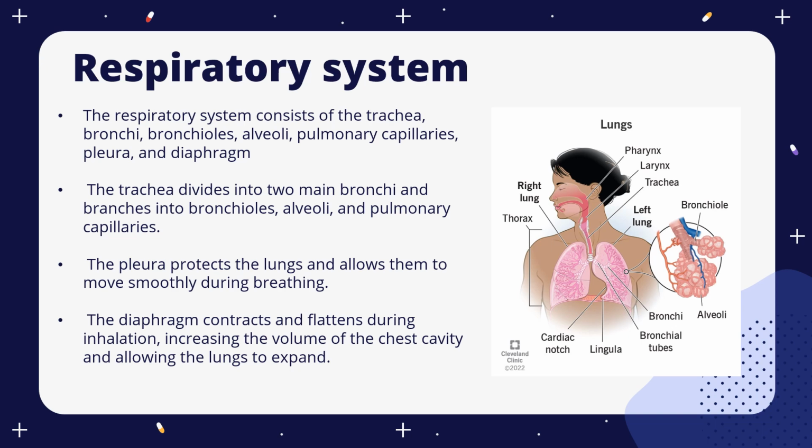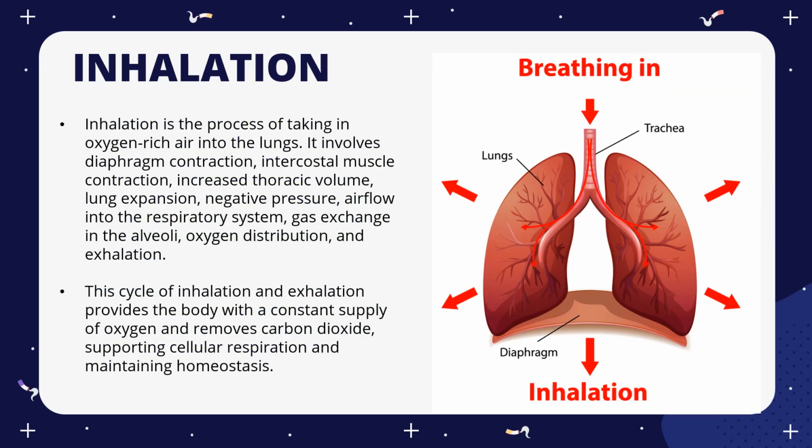In the next slide, we're going to be talking about how breathing happens. So breathing basically means ventilation of the lungs, or inhalation and exhalation. Exhalation and inhalation are the two phases of breathing, which are controlled by the muscles of the respiratory system. Now the muscles of the respiratory system are the diaphragm and the rib muscles.